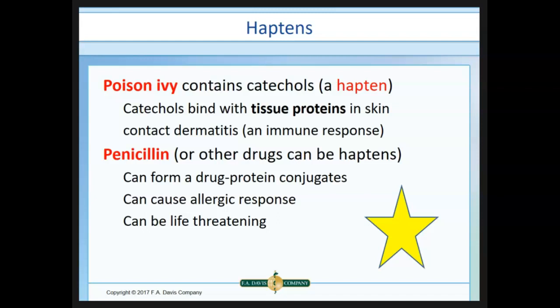So let's give some examples of haptens like we did for adjuvants. An example of a hapten situation is catechol in poison ivy. Catechol is one of the chemicals that makes poison ivy active. This catechol is not large enough by itself to cause an immune response. However, when you get this poison ivy catechol on your skin, it binds with the tissue proteins in your skin, and that's what causes the immune response.